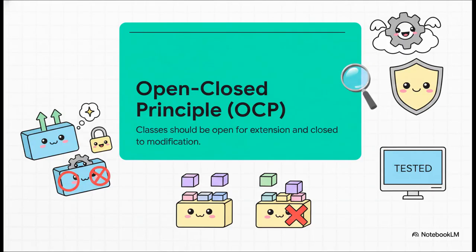The official definition sounds a little academic, I know. It says software entities should be open for extension, but closed for modification. But the idea behind it is just brilliant. Open for extension means you can add new capabilities, and closed for modification means you should be able to do that without changing a single line of existing battle-tested code.